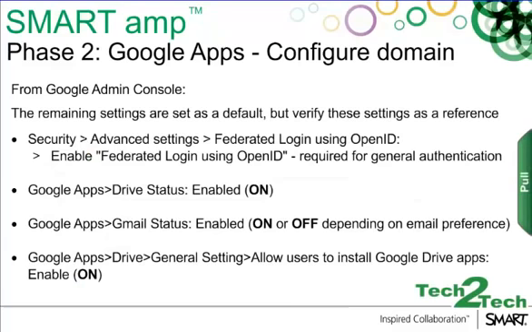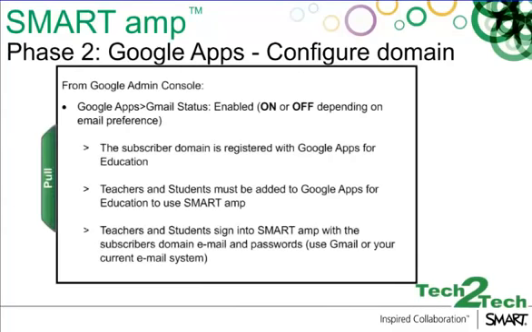Here we see the Google Apps settings we are concerned with. Notice that the Gmail app can be on or off depending on the preferences of the administrator of the domain. The Gmail app will be enabled by default when your Google Apps for Education domain is created. The subscriber may or may not wish to use Gmail as their email system. Since this is not a requirement of Smart Amp, you may choose to leave it enabled or you may choose to turn it off.